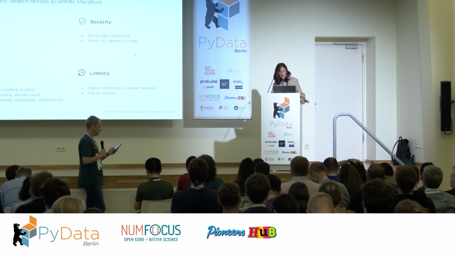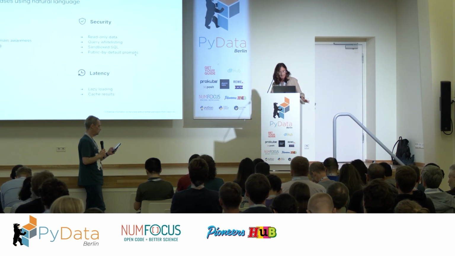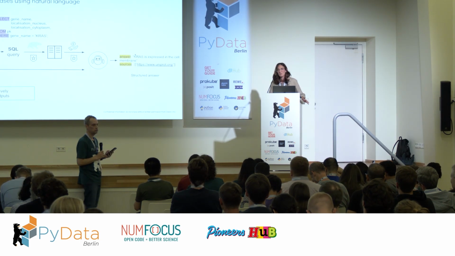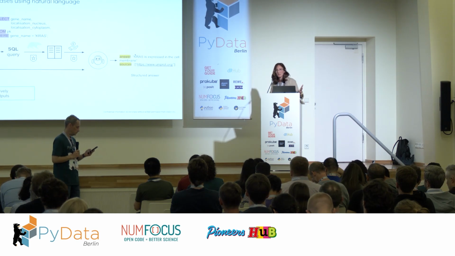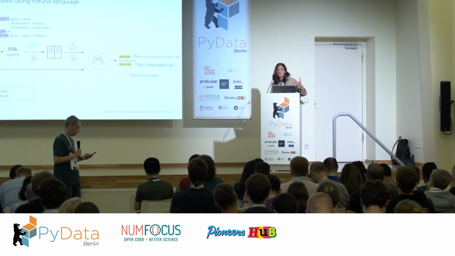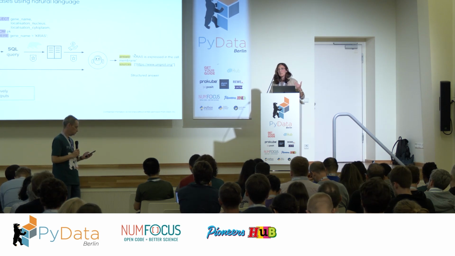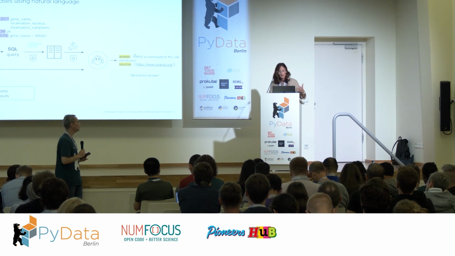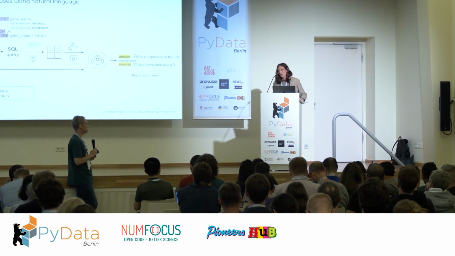Because if you have a column named localization cytoplasm, and you don't give any context other than it's a Boolean, or if it's categorical data, it's like, I don't know, ABC. If you don't give any context to this, then it will not help the LLM get an answer.